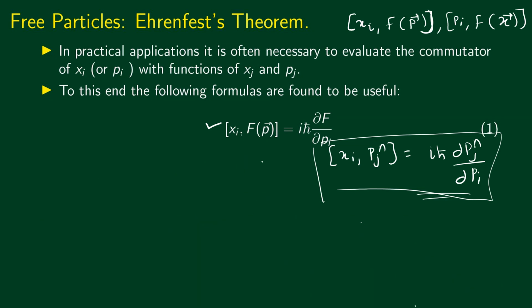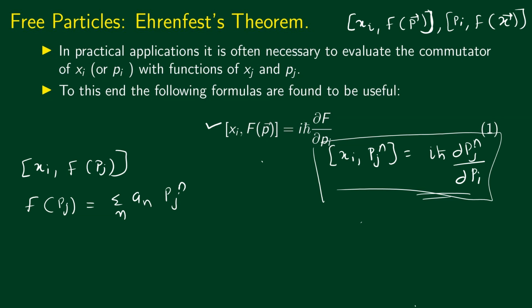Now, if you want to evaluate the commutator of x_i with some function of p_j, or some function of momentum, let's say that this is a function of only one component of momentum. Now we can use the power series expansion. We say that this function has a power series expansion. It's a properly behaved, good kind of function. So this f of p_j can be written as a power series expansion. Let me write a sum over n, a_n p_j raised to the power of n, with the terms from n equal to 0 up to infinity.